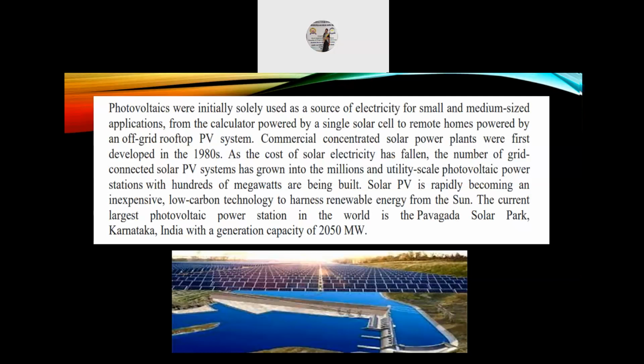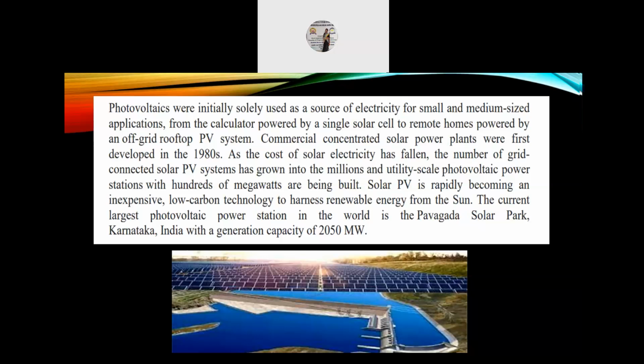Photovoltaics were initially solely used as a source of electricity for small and medium-sized applications, from the calculator powered by a single solar cell to remote homes powered by an off-grid rooftop PV system. Commercial concentrated solar power plants were first developed in 1980. As the cost of solar electricity has fallen, the number of grid-connected solar PV systems has grown into the millions, and utility-scale photovoltaic power stations with hundreds of megawatts are being built. Solar PV is rapidly becoming an inexpensive low-carbon technology to harness renewable energy from the sun.